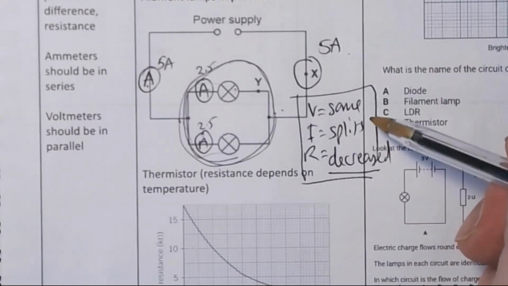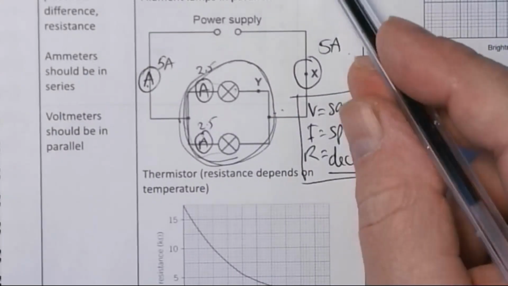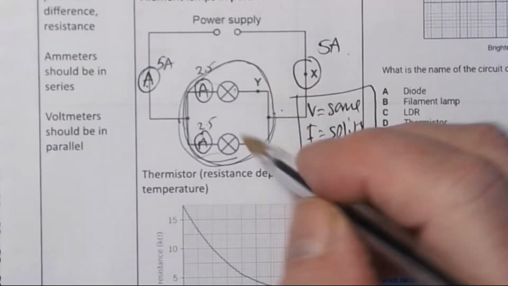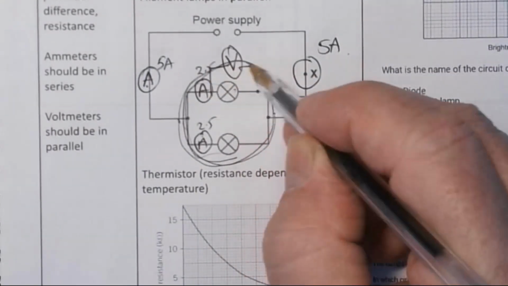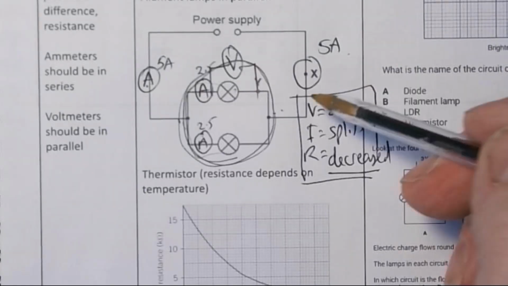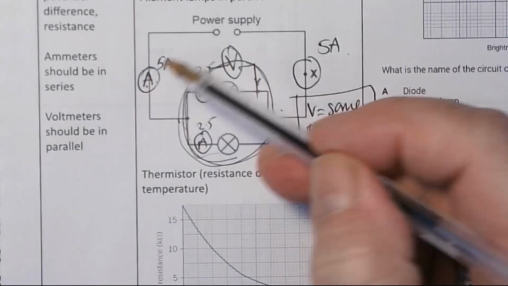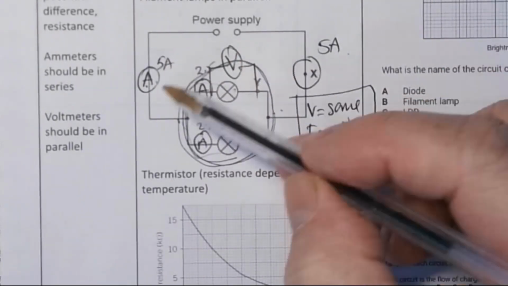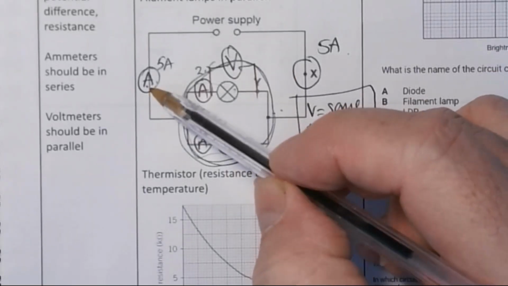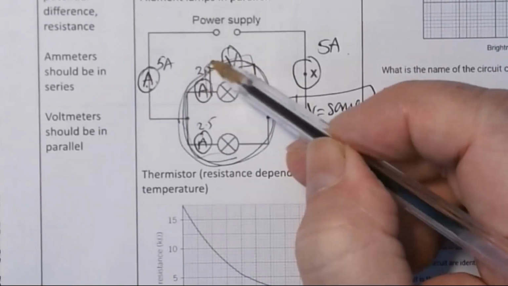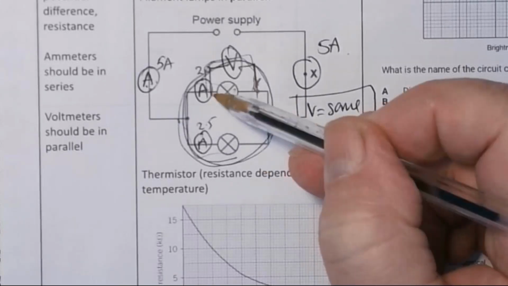Know the difference between series and parallel. By the way, a voltmeter must be placed in parallel, and they like to test you on this. A lot of students get the ammeter and the voltmeter the wrong way around. So know that an ammeter has to be in series, a voltmeter has to be parallel to a component. It has to be comparing one side to the other.